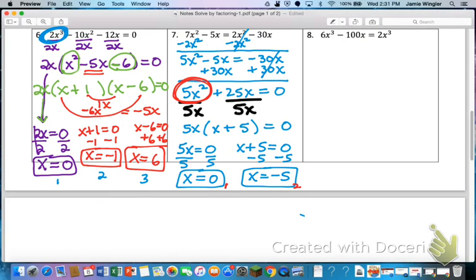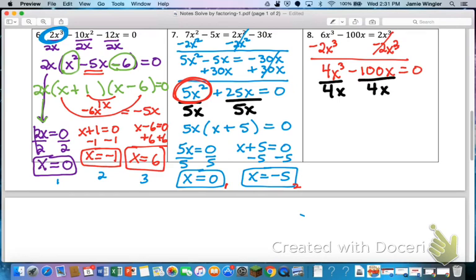Last but not least, number 8, I'm going to start out by subtracting 2x cubed. I'm going to combine like terms and get 4x cubed minus 100x equals 0. My GCF is 4 and x. They're both divisible by 4, and they both have an x term. The 4x, which is my GCF, goes outside the parentheses, and when I do my dividing, 4x cubed divided by 4x is x squared, minus 100x divided by 4x is 25.